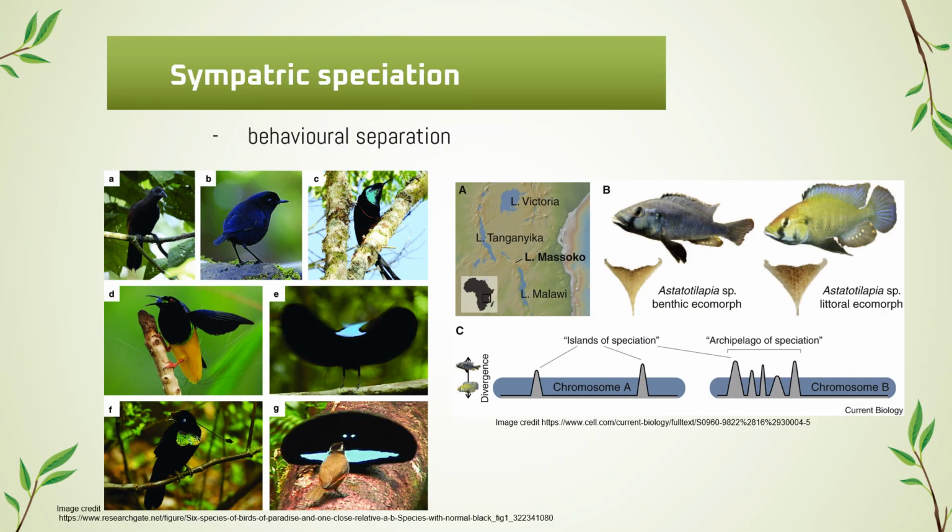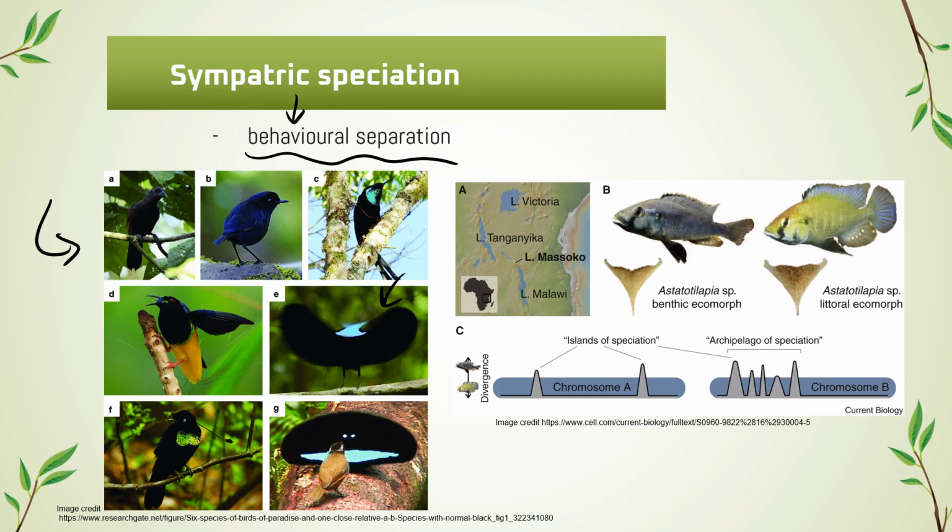And our first example of this is behavioral separation. Groups do not interbreed because they have different behaviors. My favorite example of this are the birds of paradise. There are 45 different species living in Eastern Australia, Papua New Guinea, and Indonesia. They do not interbreed because they have different mating rituals.